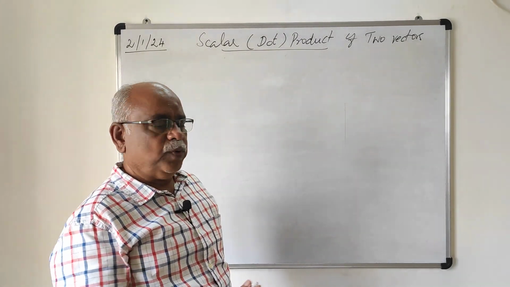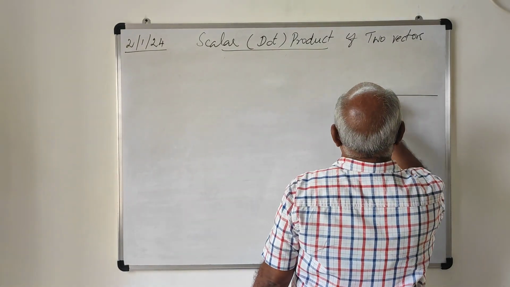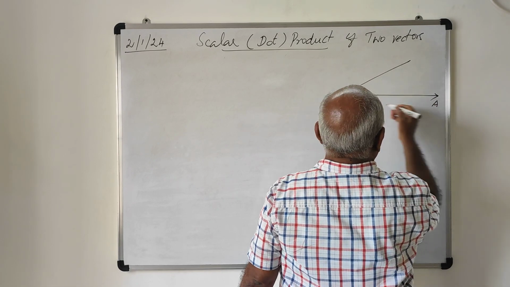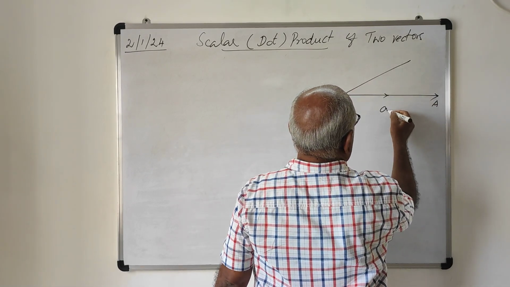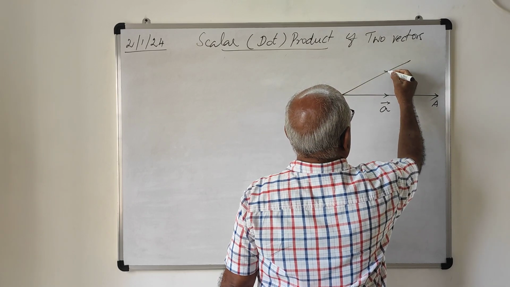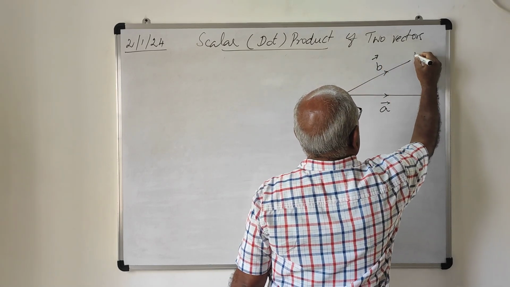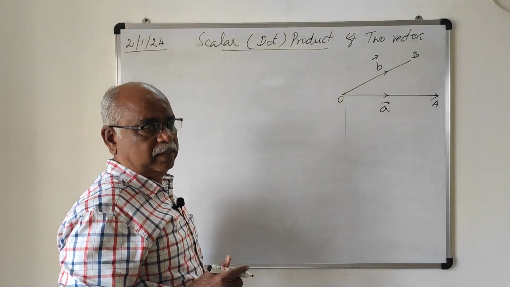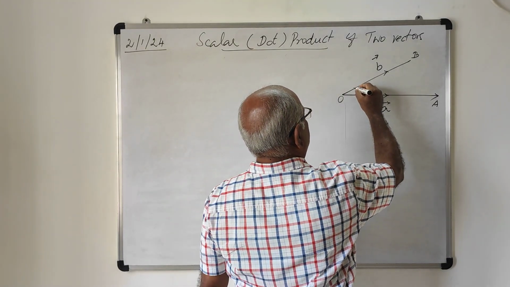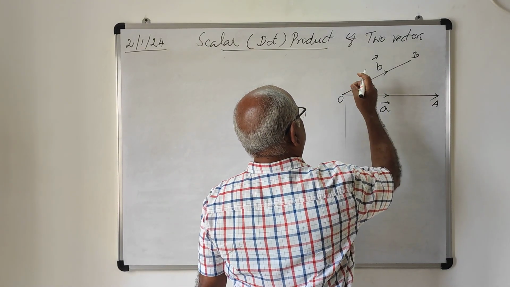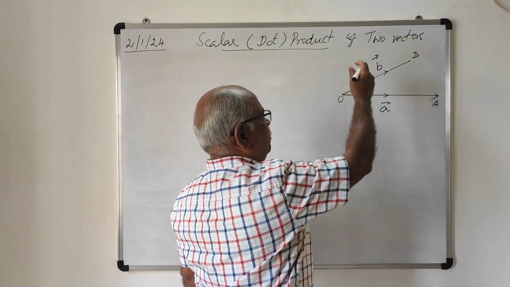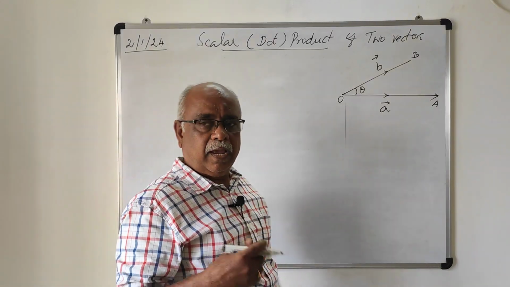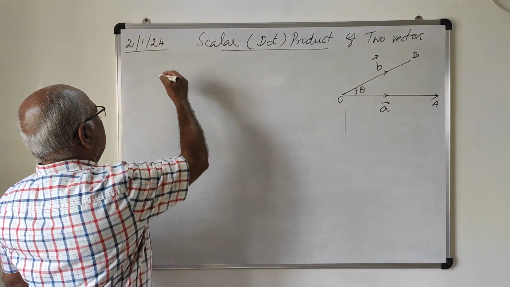Suppose A and B are any two vectors, A acting along the direction of OA and B acting along the direction of OB. O is any origin. A and B are any two vectors and theta is the angle between the two vectors A and B. Now, the definition of scalar product or dot product.